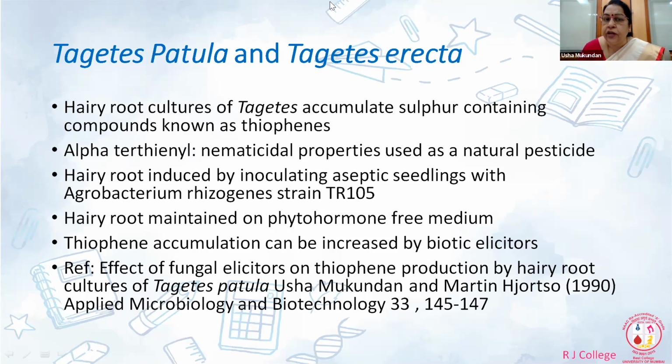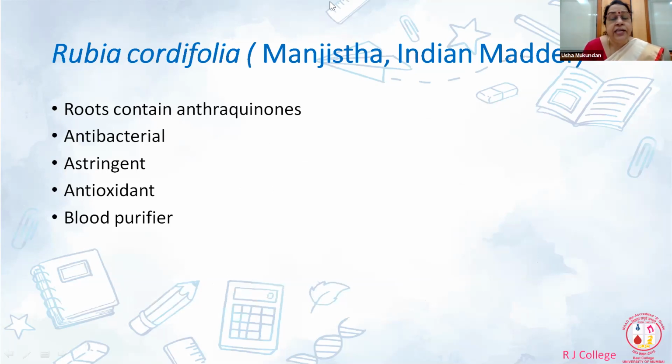So fungal mycelia were grown, autoclaved, and the extract was concentrated, and when it was added, then there was a twofold increase in thiophene accumulation. The second material, and almost everything is published. This publication has come in a journal known as Indian Drugs. Rubia cordifolia, Indian Madar, coloring agent called Manjishta, and it is widely used as an astringent. Many of the skin preparations contain Manjishta.